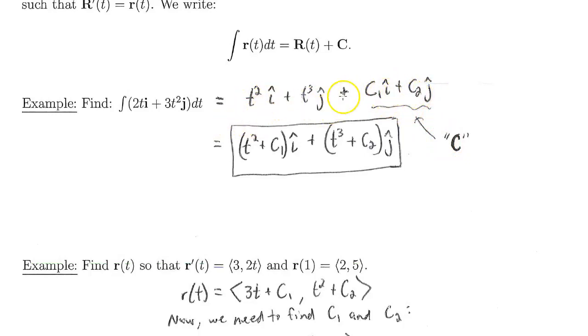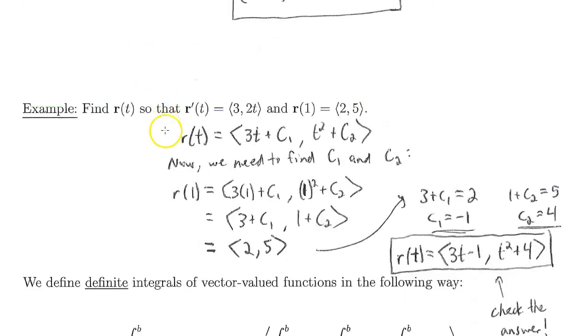By the way, we can combine these. We have a t squared i plus a c1 i, so that's t squared plus c1, that quantity times i, and then we have t cubed plus c2, that quantity times j. The c1 and c2 don't have to be the same constant. The point is, no matter what c1 and c2 are, if you take the derivative of this vector valued function, you're going to come up with the original vector valued function.